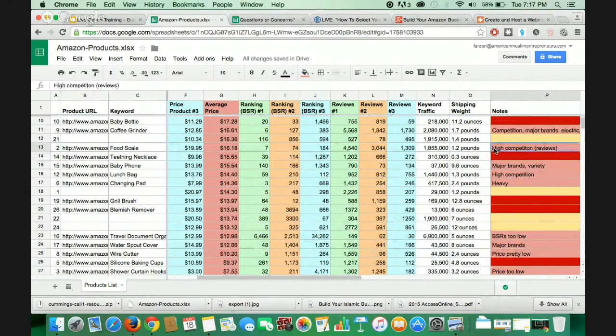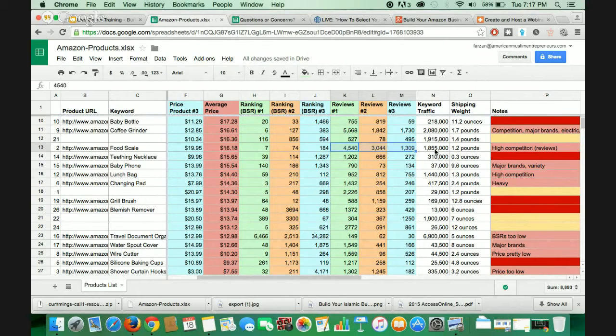The next one that was possible was the food scale. We did this ourselves during the 4-part training. As you can see, the reviews for every one of these 3 products are over 1,000. That's a very large number of reviews.